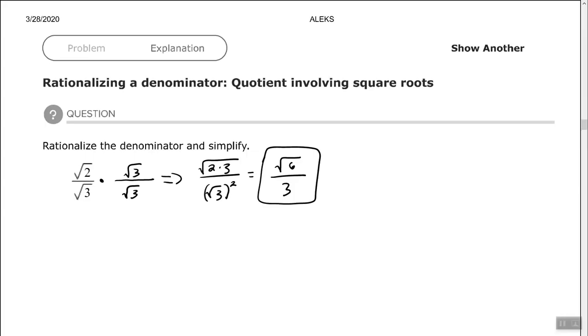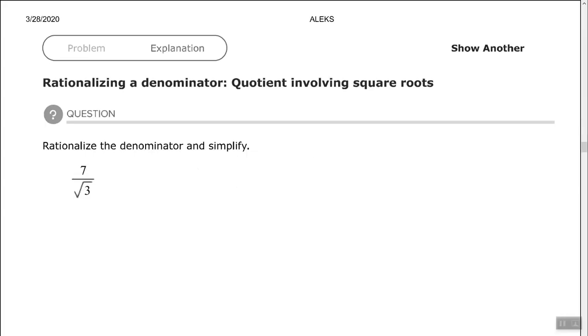Alrighty, let's look at one more. Alright, so we have 7 over the square root of 3. So again, we want to remove that square root of 3 from our denominator. And the way we're going to do that is to multiply the top and the bottom by the square root of 3.